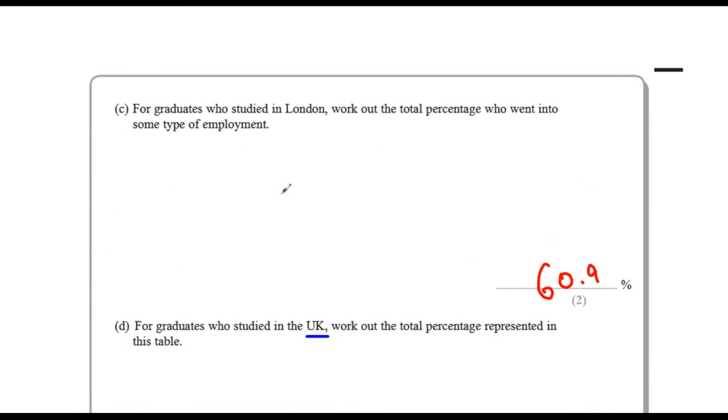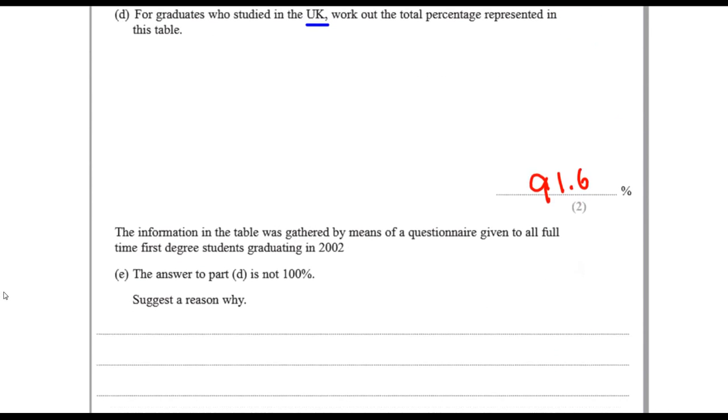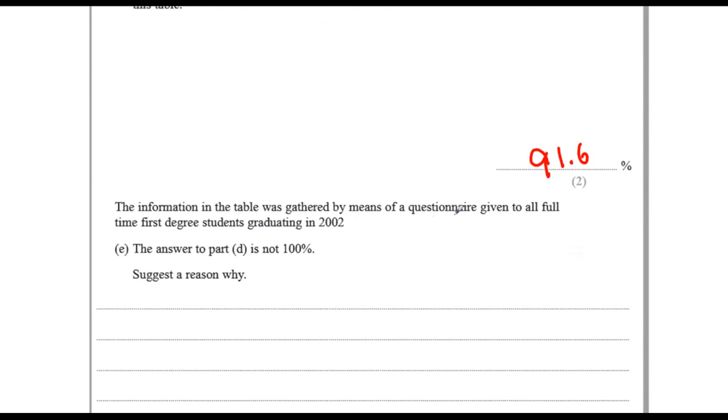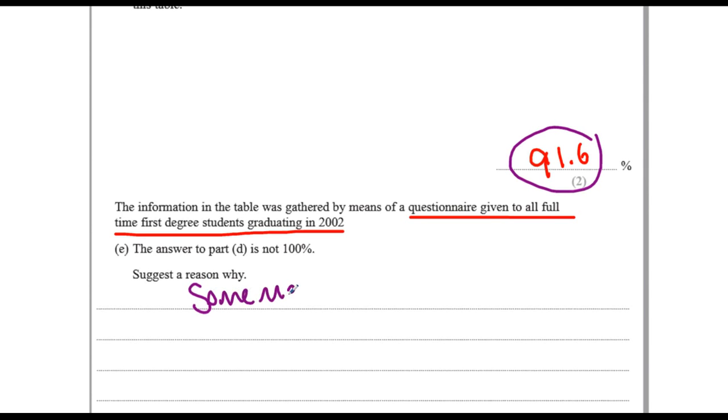So let's read the question that's just been asked. The information in the table is gathered by means of a questionnaire given to full-time first degree students graduating in 2002. So imagine these 200 students, or however many there were, being given a questionnaire and they were asked to fill it in. Okay, and you're wondering why you've only got 91.6% of the people you asked. Well, some people might not have bothered answering it or giving it back to you. Okay, they might not have replied and given the information. Okay, some may not have replied.